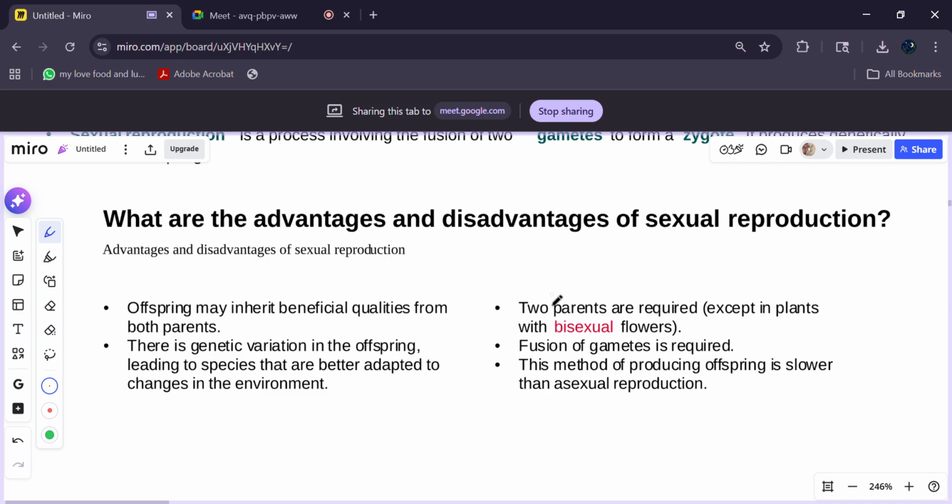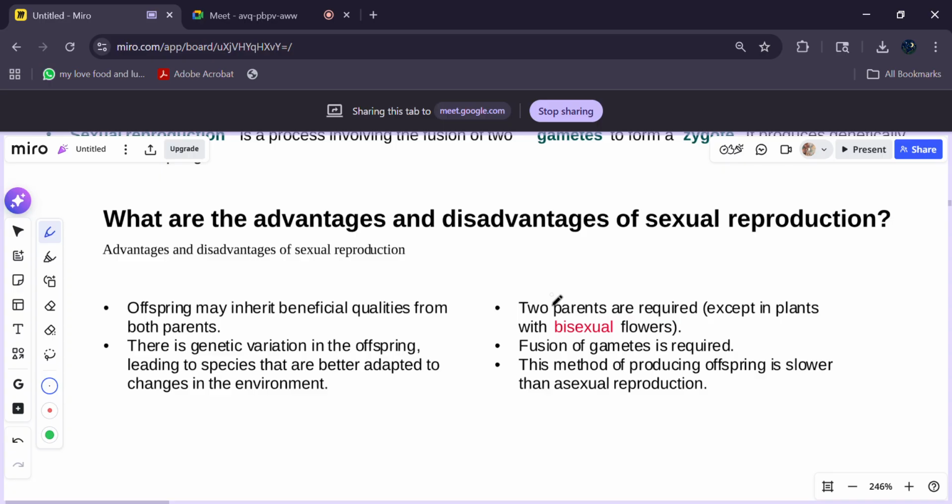And there is genetic variation in the offspring, so this could lead the plant to better adapt to change of the environment. And because there are two different parents, if there were to be a change in environment, the plant could easily survive because it's not exactly the same like asexual reproduction.